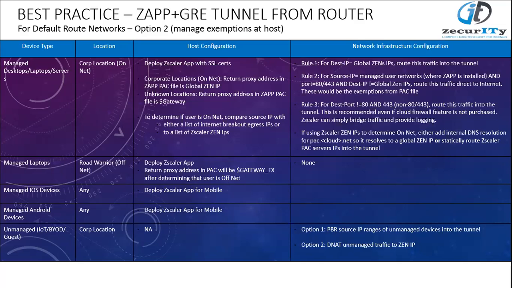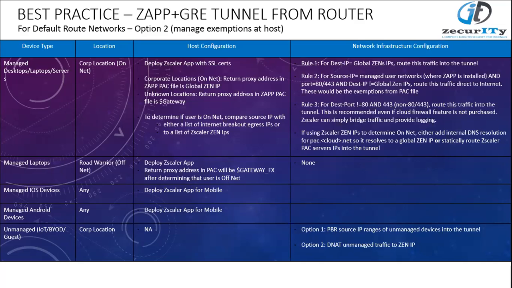Rule number 3 is, if my destination port is not 80 or 443, route this traffic into the tunnel. This is recommended. Even if the cloud firewall feature is not purchased, Zscaler can simply bridge the traffic and give you better logging information. If using Zscaler Zen IPs to determine on-net, either add internal DNS resolution for pac.zscloud.net so that it resolves to global SYN IPs, or statically route the traffic for the Zscaler PAC to the tunnel. This is mandatory because we are only sending the global SYN IPs traffic towards the tunnel.